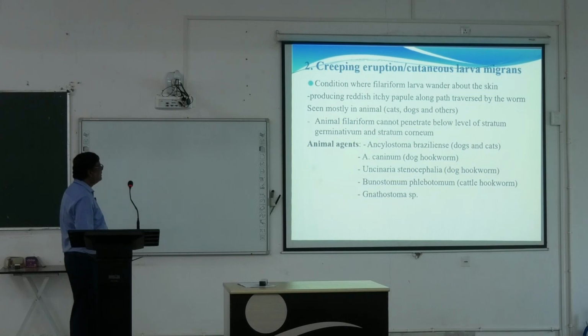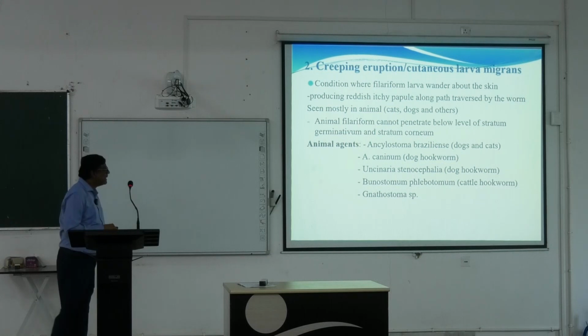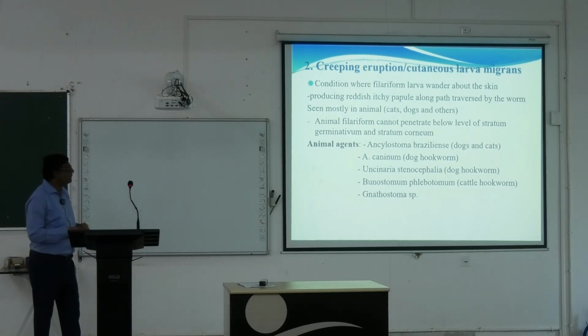Creeping eruptions are mostly caused by Ancylostoma species, where the filariform larva wanders about the skin, producing a reddish itchy papule along the path traversed by the worm, seen mostly in animals, cats, dogs and others. The animal filariform larva cannot penetrate below the level of the stratum germinativum and stratum corneum. That's why it remains superficial in the skin.